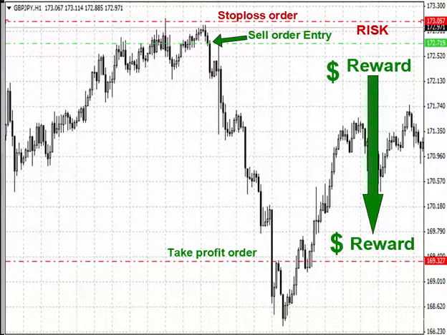And this is an example here. The market has fallen over 300 pips, and we have a stop loss order here. We have an instant execution, which is also called a market order here, and we have the take profit order, which takes you out of the market with a profit.